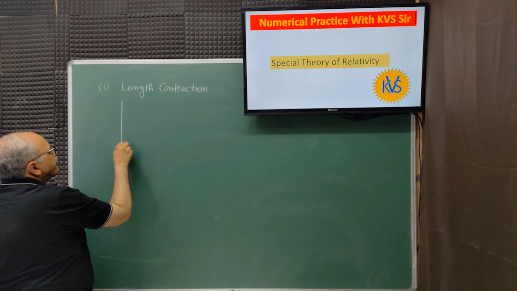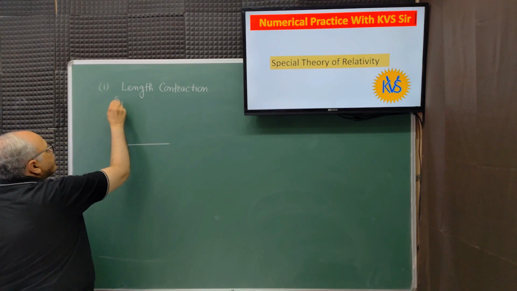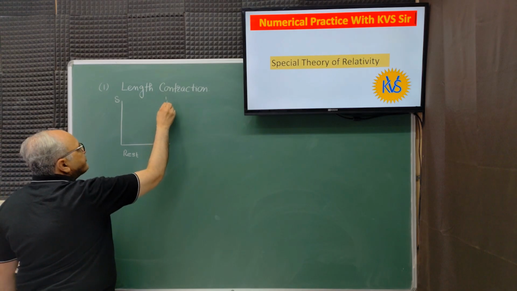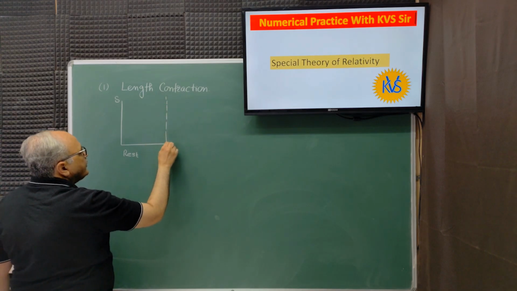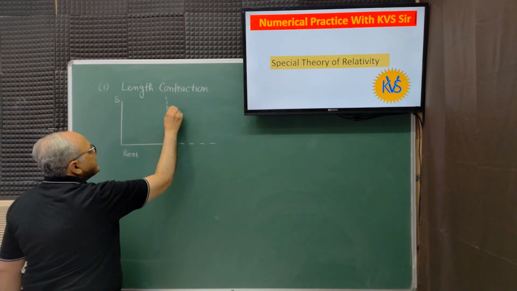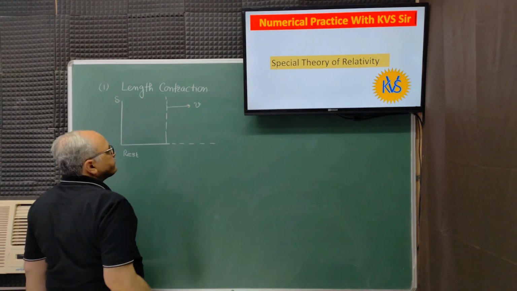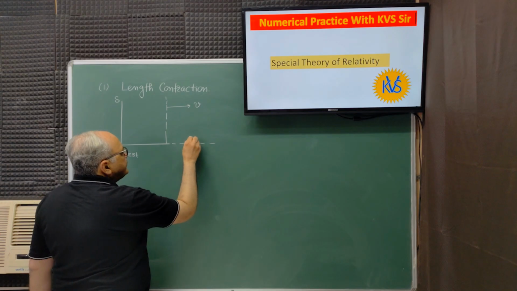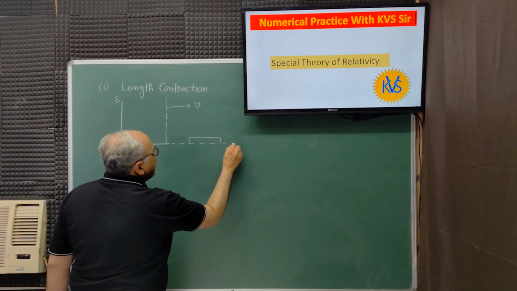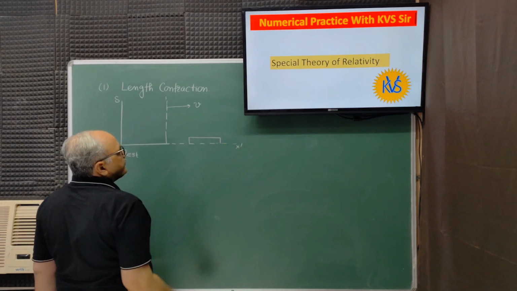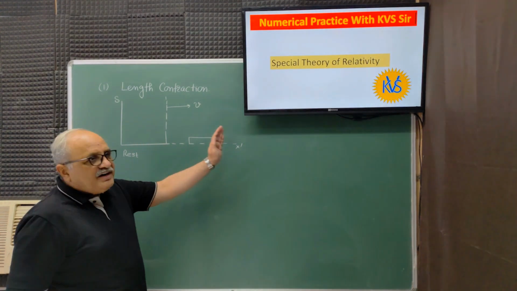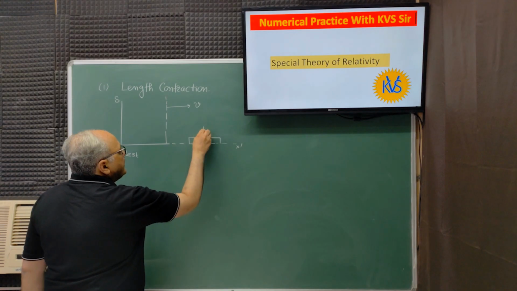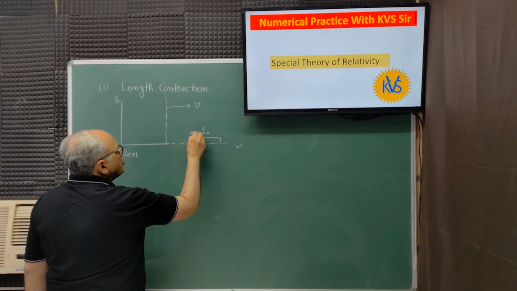Suppose we have this frame, which is the S frame and is in the rest position, and this is a frame which is moving along the x-axis with the velocity v. There is a rod lying in the S dash frame and is moving along with the S dash frame. Let's say its original length is L0.